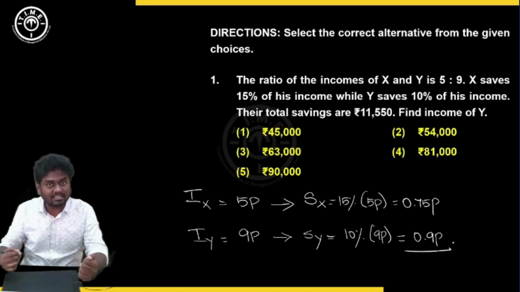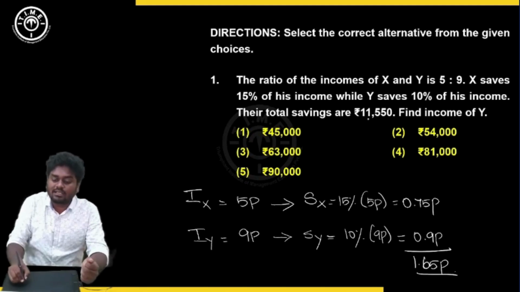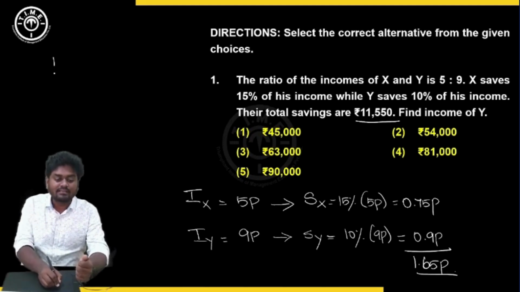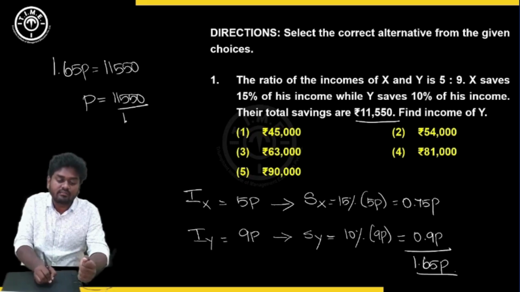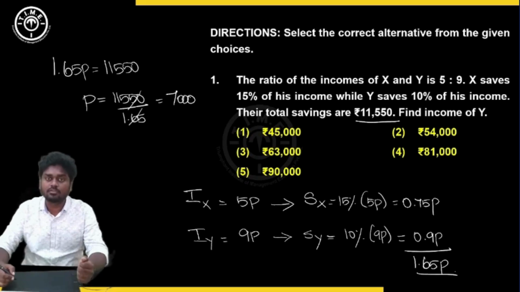Now when we add the total savings, what do we get? 1.65p is the total savings. Guys, we have the total savings value, which is 11,550. So can I say this 1.65p is nothing but 11,550? What is the value of p? 11,550 divided by 1.65. When we simplify the number, we get the value of p to be 7,000. So we found the value of p as 7,000.